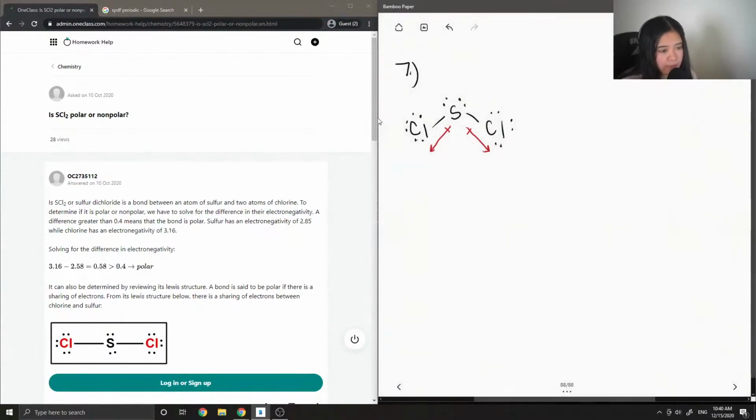from each sulfur-chlorine bond, and the molecule as a whole has a non-zero dipole moment. So let me write down here that this molecule is polar. So this is because the shape of the molecule is bent.